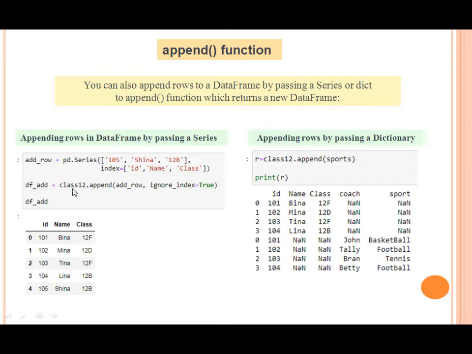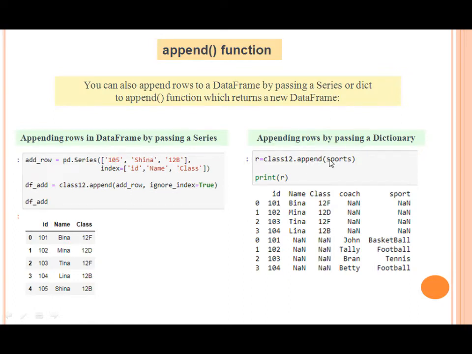then class12.append and add row, comma, ignore_index equals True. And this is how I can add a new row of Sheena 105 Sheena 12b in the existing data frame. Clear? Next one is appending rows by passing a dictionary.